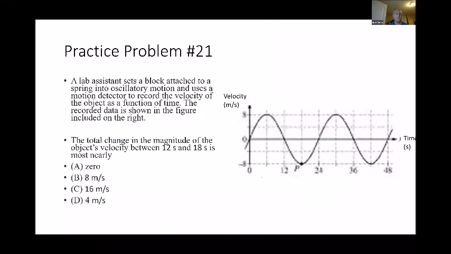So now here's 21. A lab assistant sets a block attached to a spring, let's think of it as a horizontal spring in this case, into oscillatory motion and uses a motion detector to record the velocity of the object as a function of time. The recorded data is shown in the figure. The total change in the magnitude of the object's velocity from 12 seconds to 18 seconds is most nearly?